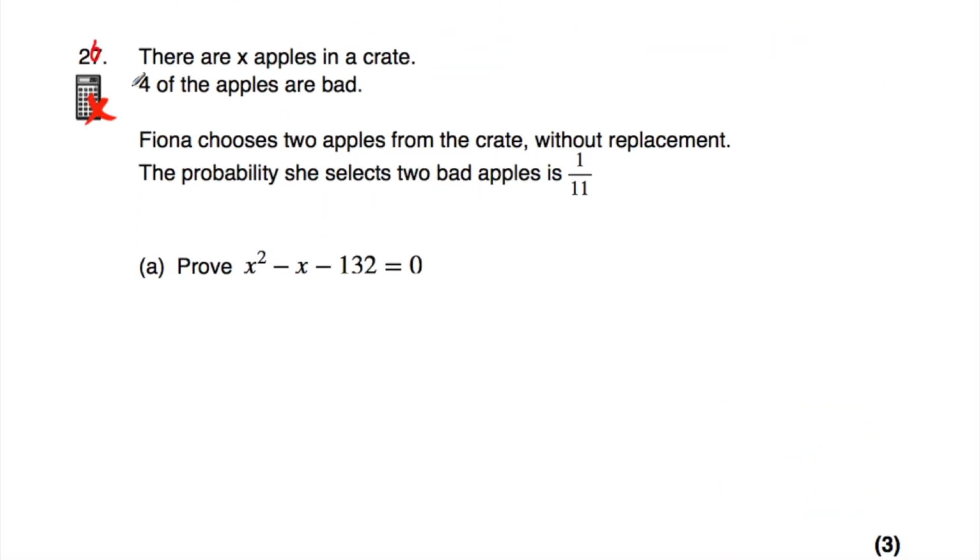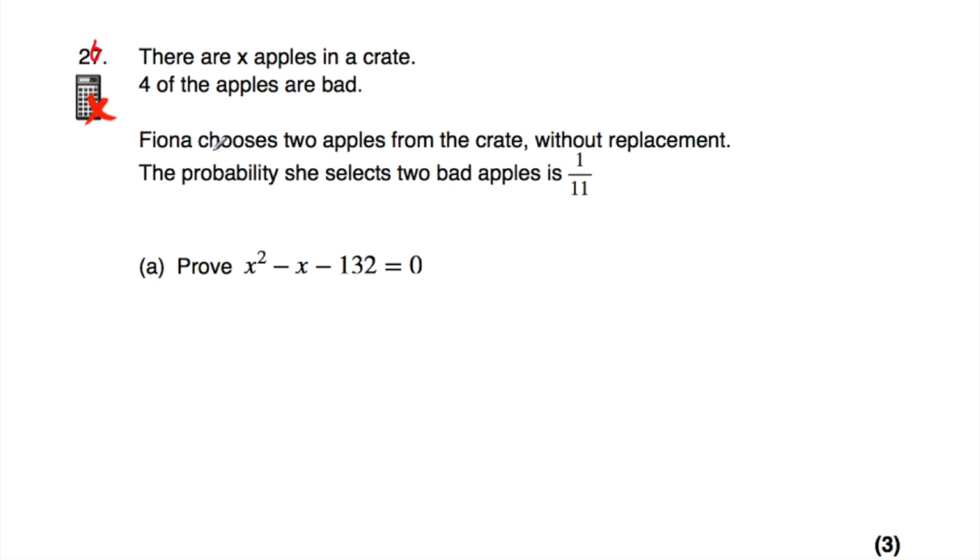Let's have a look at our last question, question number 26. It says there's x apples in a crate and 4 of the apples are bad. Fiona chooses 2 apples from the crate at random without replacement. The probability that she selects 2 bad apples is 1/11. And part A says prove that x squared minus x minus 132 equals 0.